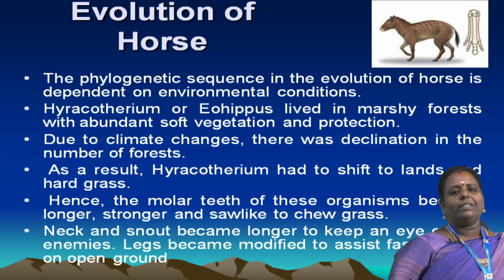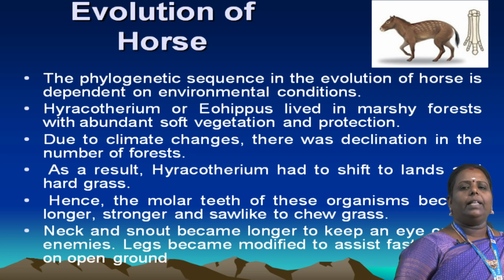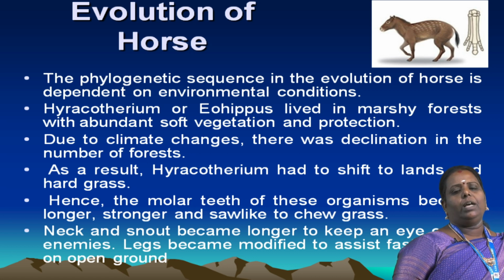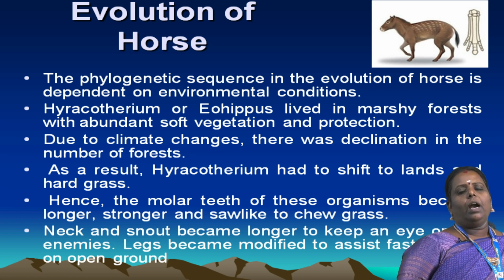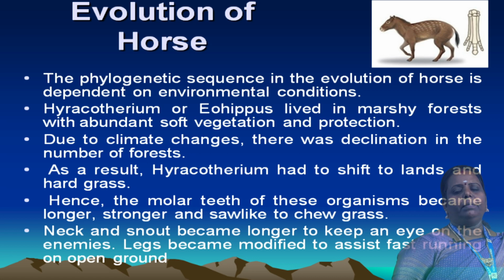Because hard grasses are available only in particular places, the horses had to adapt at that time. The teeth also adapted to chewing the food material. They are very strong and longer also. Another change is that the neck and snout became longer, to keep an eye on enemies, identify them, and escape from them.